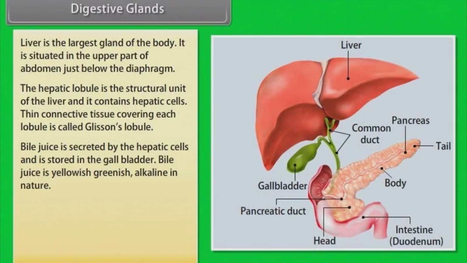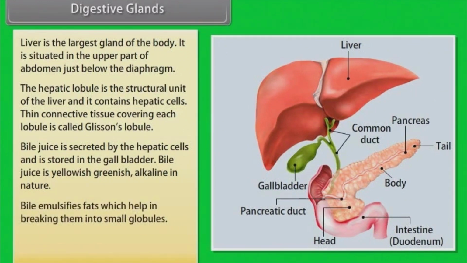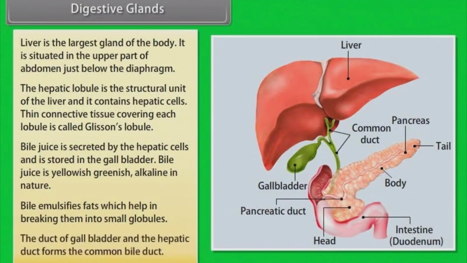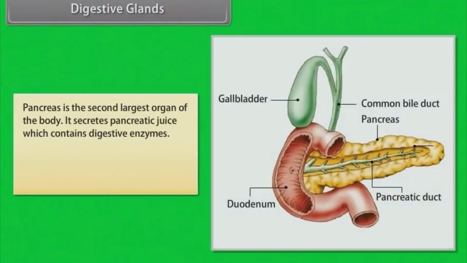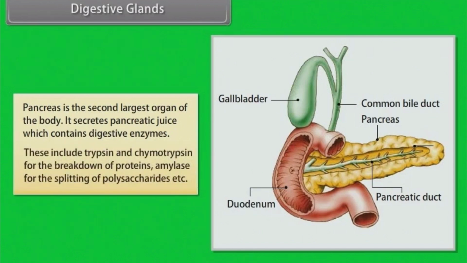Bile juice is yellowish-greenish and alkaline in nature. Bile emulsifies fats, which helps in breaking them into small globules. The duct of the gallbladder and the hepatic duct form the common bile duct. The pancreas is the second largest organ of the body. It secretes pancreatic juice, which contains digestive enzymes. These include trypsin and chymotrypsin for the breakdown of protein, amylase for the splitting of polysaccharides, etc.